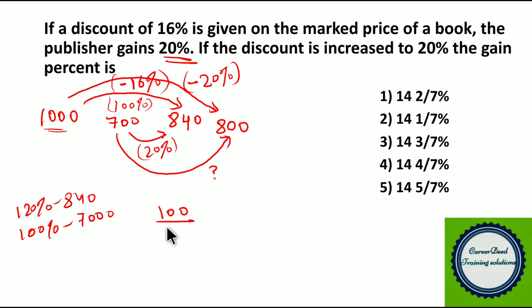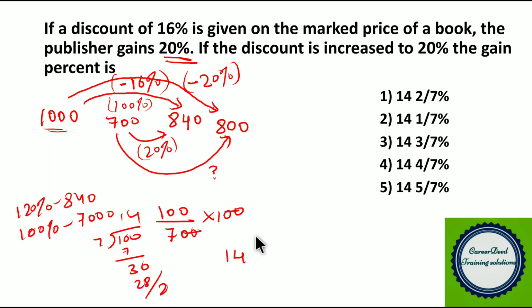Now this 100 rupees is how many percentage of the cost price? 700 rupees. So 100 by 7, in mixed fraction you can write it as 1 times 7, remainder 30, 4 times 28, remainder you have 2. So you can write it in mixed fraction like this, 14 2 by 7%. So he gets only 14 2 by 7% profit if he gives a discount of 20%.